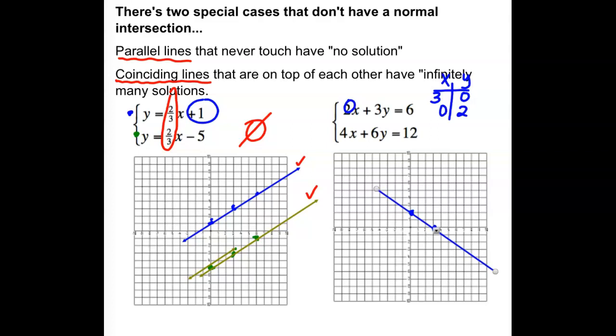Okay. When we go to graph the next one, make our table of values. If we put a 0 in for y, we've got 4x equaling 12, so x is 3. If we put a 0 in for x, now we have 6y equals 12, so y is 2. And you'll notice that we're getting the same exact intercepts. So my green line would land right on top of that blue line. Every point on the green line would land on the blue line. We say we have an infinite number of solutions.